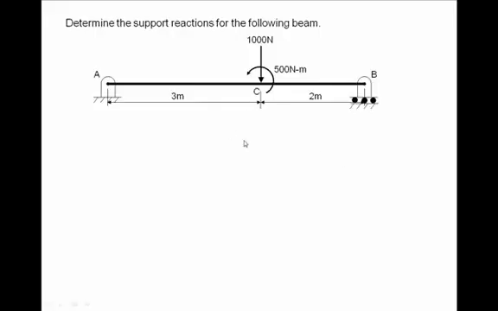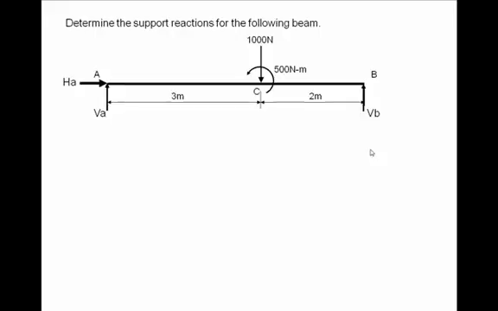Now the steps are like this. First, we replace the supports by appropriate reactions like this. Hinge gives us two reactions, HA and VA. Roller gives us one reaction, VB. This is clarified in video 3 about the support reaction. One may want to look at that video.